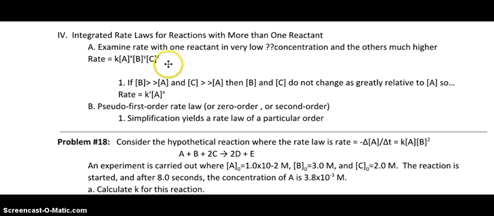So in this case, we're looking at 3 reactants at certain orders of A, B, and C. So now we're saying if B is much, much greater than A and C is much, much greater than A, so that A is the one with a very low molarity, then B and C do not change as greatly relative to the concentration of A. So you have like a pseudo first order, or perhaps second or zero order, whatever this up here is, okay? So then really the entire reaction depends on A. So it says simplification yields a rate order of a particular one. So problem 18 really kind of brings this to light. Let's check out problem 18.